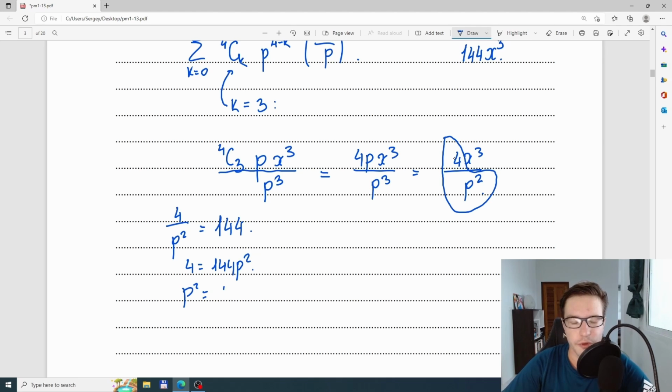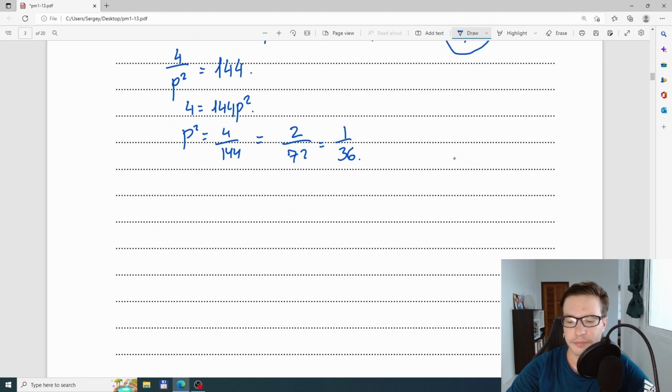p squared is going to be 4 over 144. Simplify this, that's going to be 2 over 72 or 1 over 36. Now take the square root, and don't forget to have two values, positive and negative. So p is plus or minus 1 over 6. And that's going to be my answer for the first question.